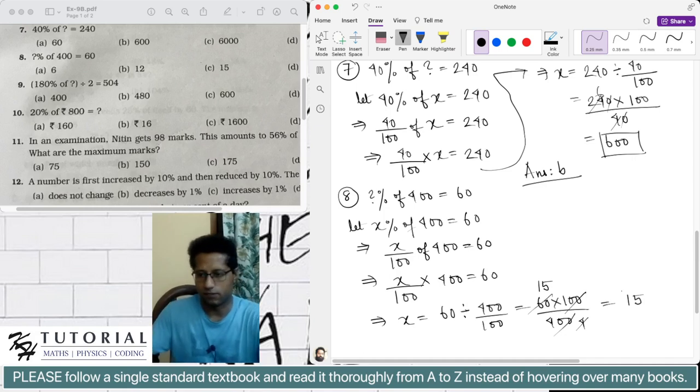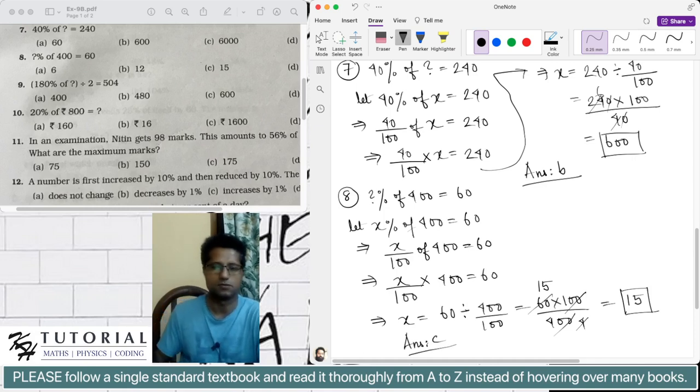So the answer is 15. That is 15% of 400 is equal to 60, and hence the correct choice is C. C is the correct choice.